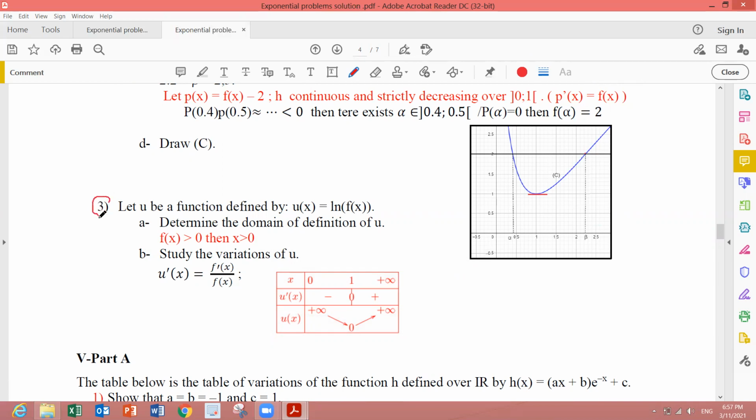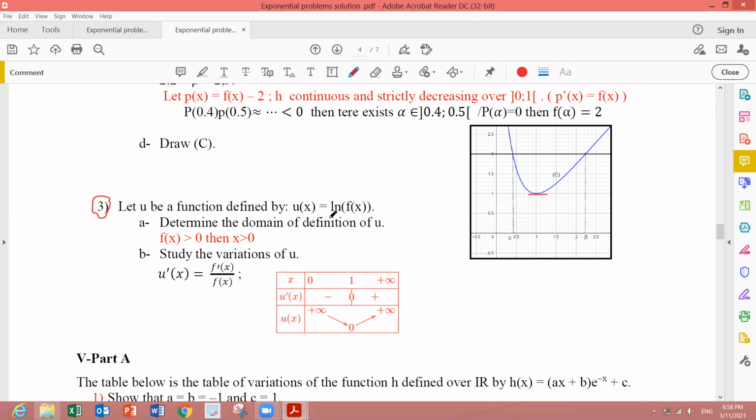Three. Let u be the function defined by u x equal ln f x. Determine the domain of definition. To determine the domain of definition, f x must be positive. Here f x is positive for every x belonging to 0 to plus infinity, so the domain is x greater than 0.